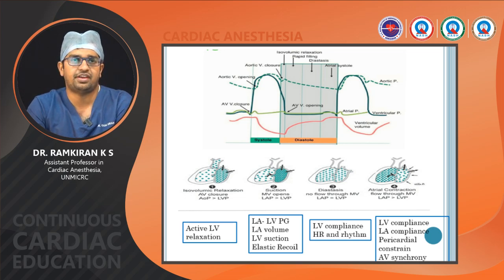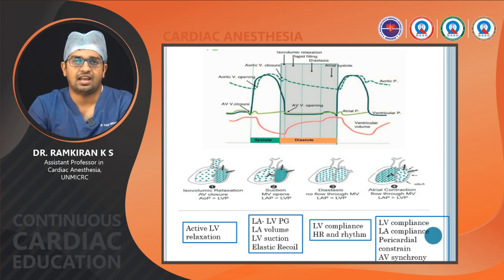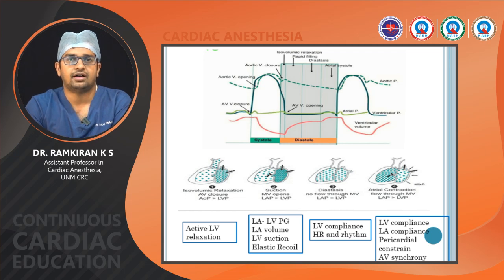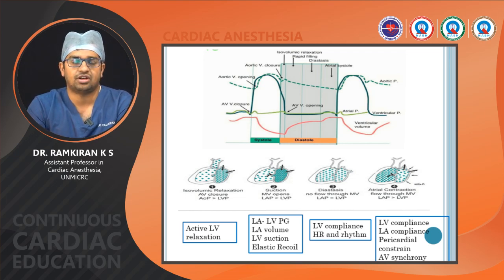parameters which influence these phases. In isovolumetric relaxation, it is basically an active LV relaxation process. Any process hindering it can affect this phase. Then the rapid filling phase depends basically on the LA-LV pressure gradient, the LA volume, the LV suction force, and elastic recoil. Whereas the third and fourth phases depend on the LV compliance, LA compliance, the pericardial constraint, and heart rate, rhythm, and AV synchrony. These are all the factors which influence these phases.